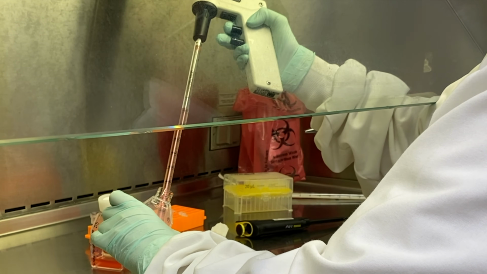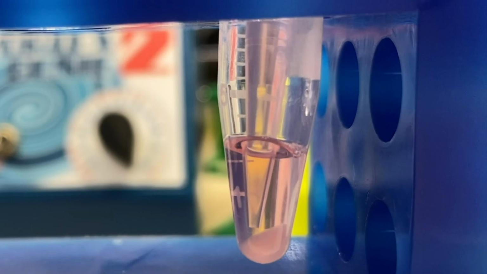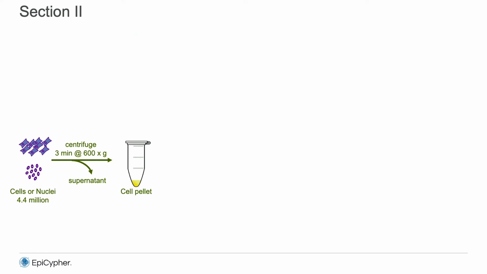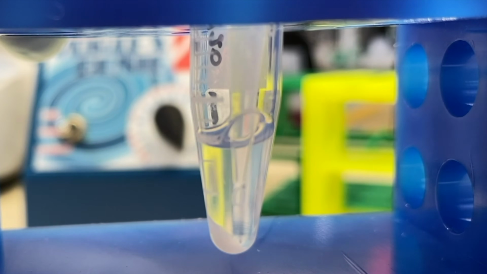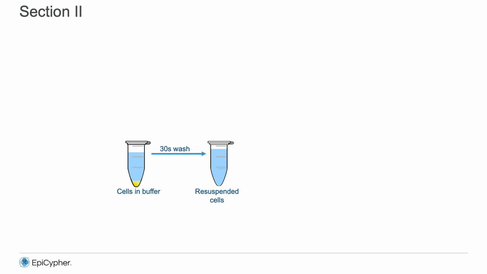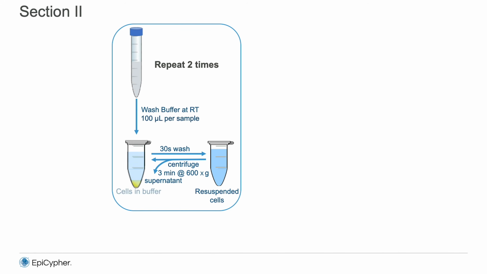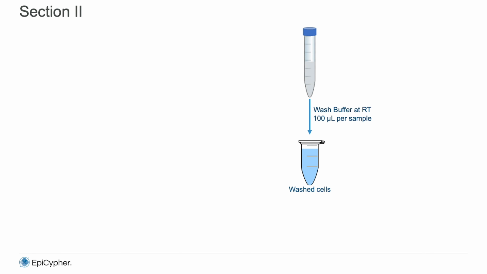Transfer cultured cells to a collection tube and centrifuge for 3 minutes at 600 g at room temperature. Then decant or pipette off the culture media. Add 100 microliters per sample of room temperature wash buffer and resuspend the pelleted cells for 30 seconds, gently yet thoroughly with your pipette to avoid cell lysis. Centrifuge for 3 minutes at 600 g at room temperature to repellet your cells. Then remove the supernatant. Again, resuspend with wash buffer, spin, and remove the supernatant to complete your second wash step. Your final resuspension is with 100 microliters per sample of wash buffer, taking care to avoid cell lysis.